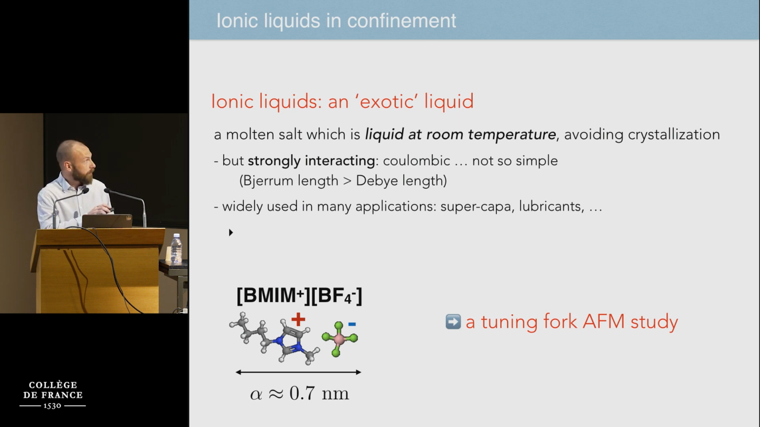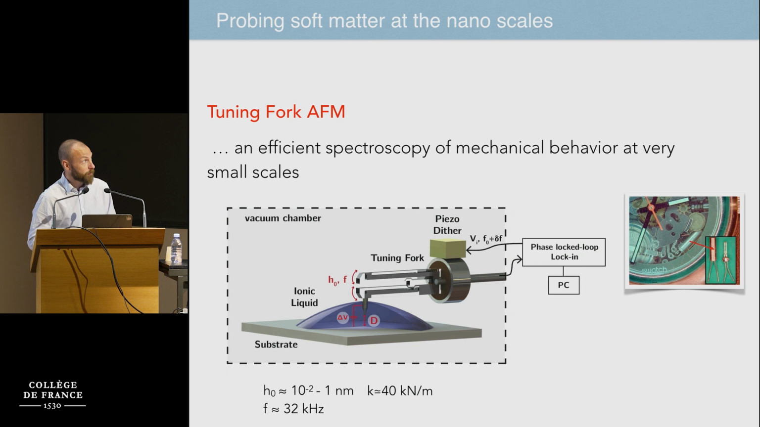It is based on these 2 parts: one is the positive ion, and the other is a negative ion, and the 2 are not symmetric. But apart from that, we just consider it as a series of charges. What we wanted to do was make a study with a tuning fork-based atomic force microscope. So what is the interest of using atomic force microscopes, and what experimental configuration did we decide to use?